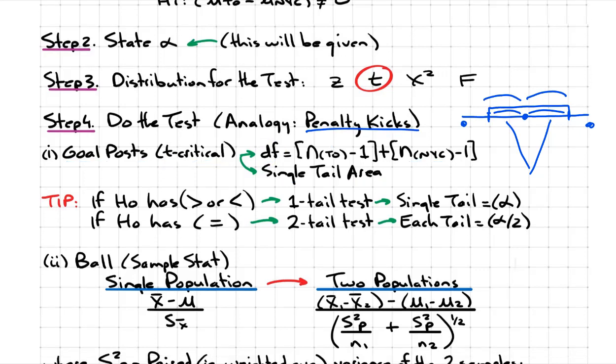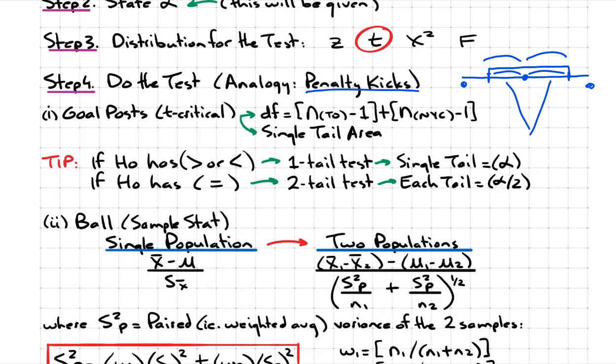And tip, and we saw this from a previous module, if the null hypothesis has an inequality, you make it a one-tail test. And therefore, the single tail would have the entire level of significance. On the other hand, if the null has an equality, that means we have to accept values equidistant on either side of the null. Then this would be a two-tailed test, and therefore what we have to do is take the level of significance and divide it by 2.